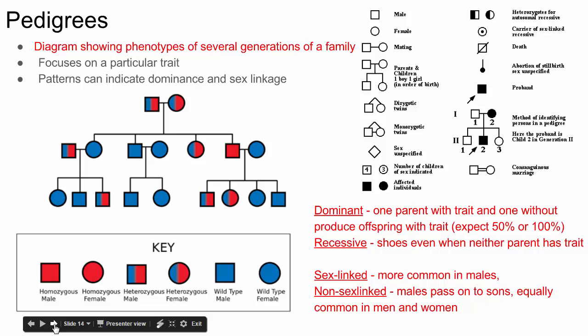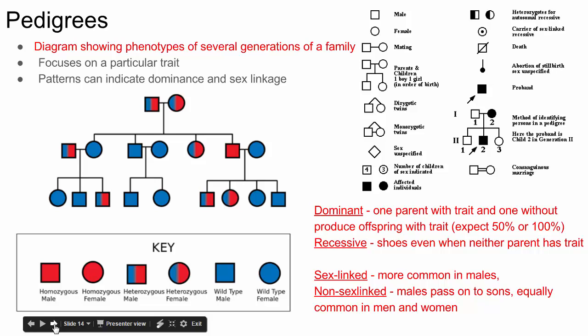We can tell that a trait is recessive if it shows sometimes even when neither parent has it. So if both parents are heterozygous for a trait and they have offspring, we would expect 25% of the time to show the recessive trait, that would be an indication it's recessive.